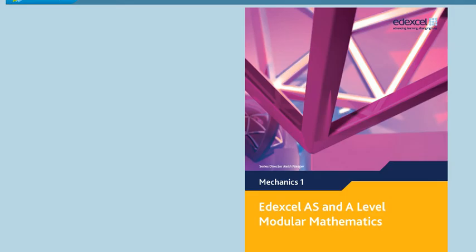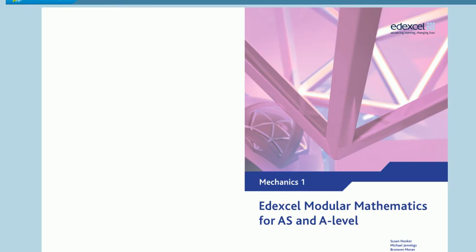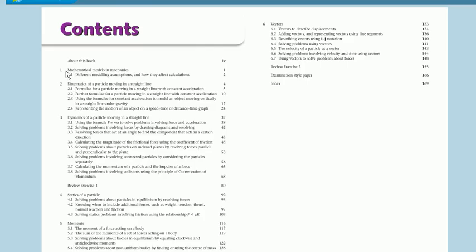These are the notation. This is the Exam Cafe and this is the solution bank, where you can have every single sum done. Then let's move on to the content page. We have the first topic as mathematical modeling, then kinematics, then dynamics, then statics, then moment, and vectors. The syllabus is not that big. We have 2 review exercises and 1 exam style paper.